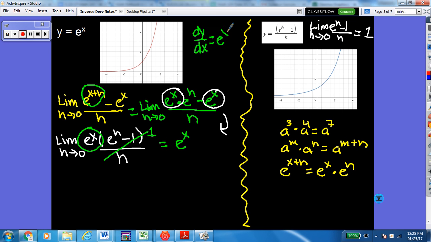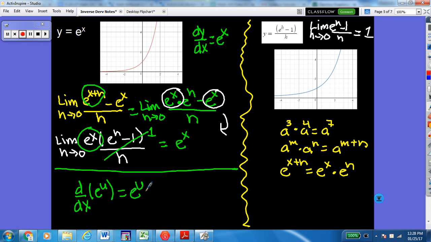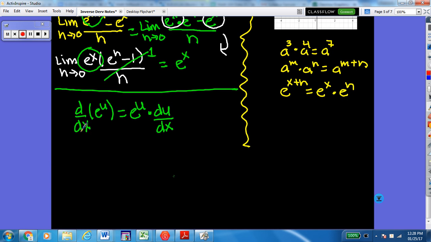In general, the way you'll see this is d/dx, the derivative in terms of x, of e to the u is equal to e to the u times du/dx. All this means is that if u is not x, if it's 5x or 3x or anything like that, then you're going to need to do a chain rule. So let me show you an example.